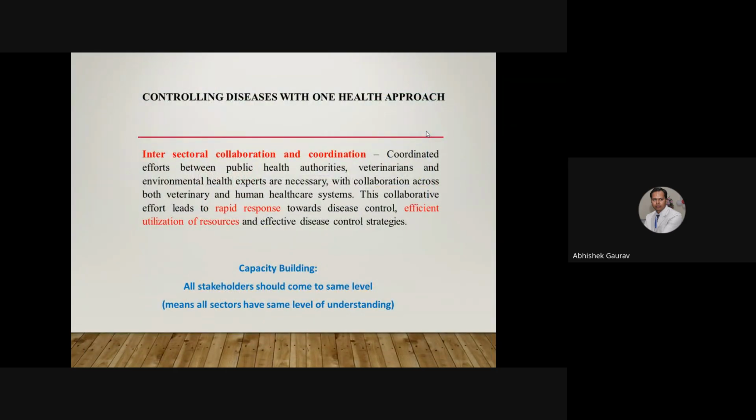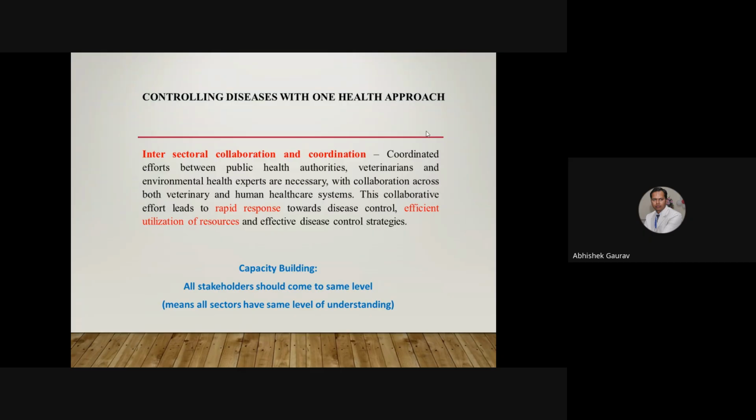The next point is the intersectoral collaboration and the coordination. As I discussed, there are various sectors like human health, medical health, environmental health, food safety, vector-borne disease. All the sectors must collaborate, must coordinate, so that we can have a rapid response towards disease control and also for efficient utilization of the resources.